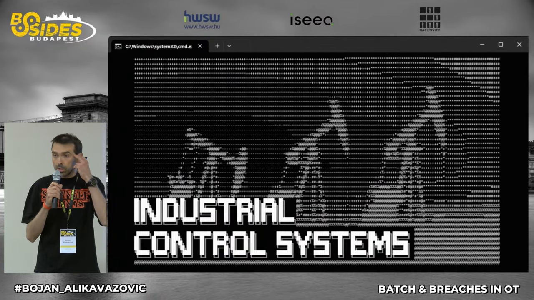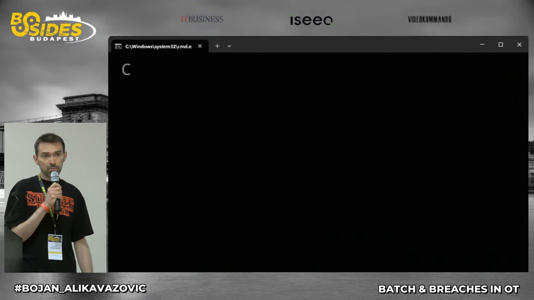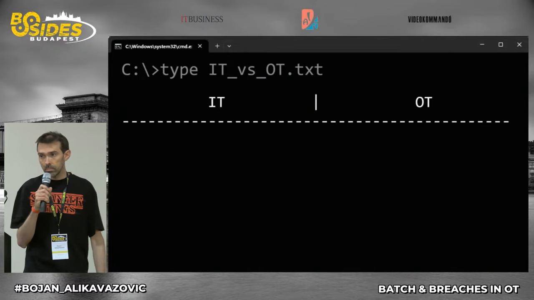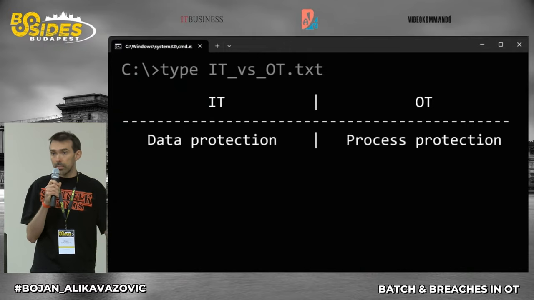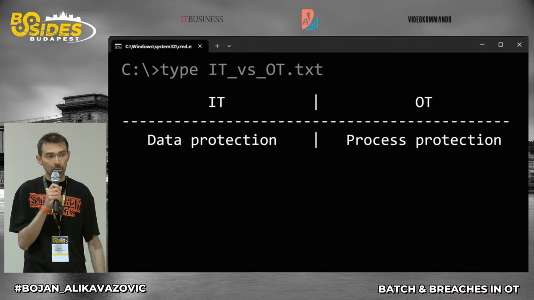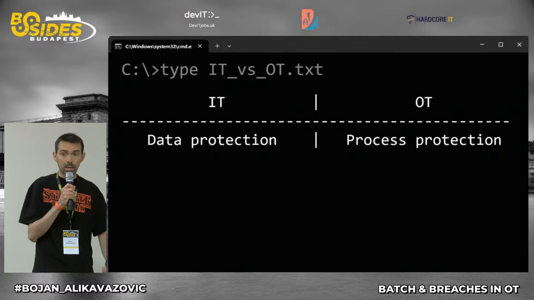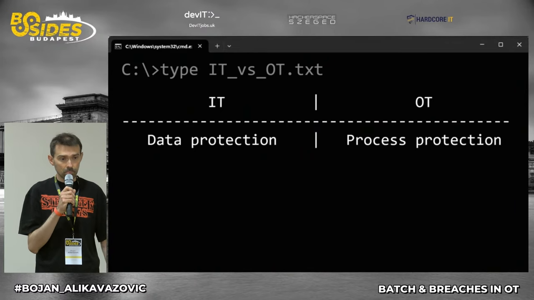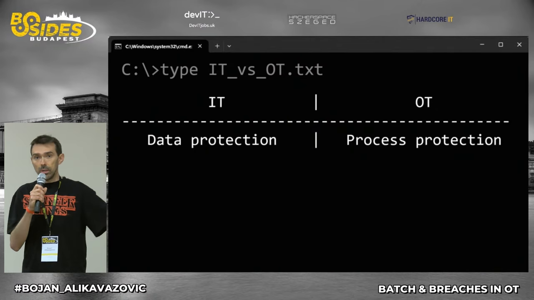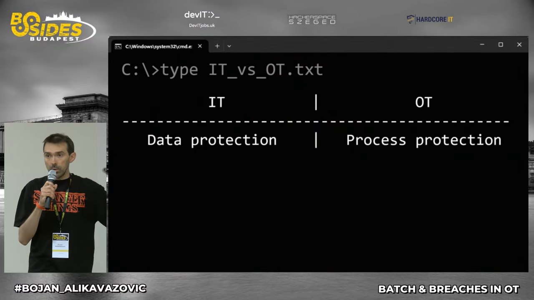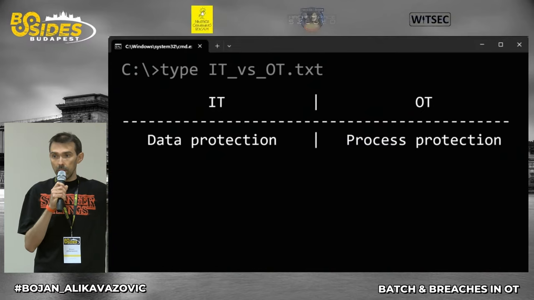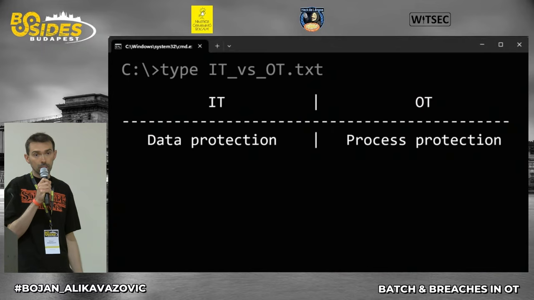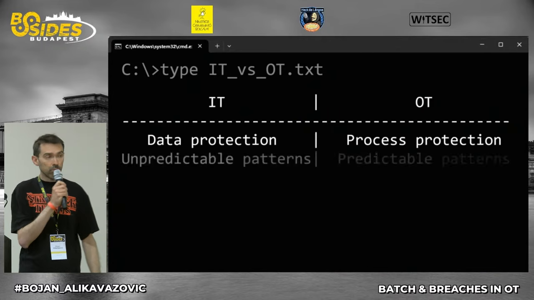Okay, so let me introduce you to industrial control systems. Just a few words and comparisons between IT and OT systems. If we're talking about IT systems, we are talking about data protection. You are protecting databases, documents, file shares, stuff in the cloud, etc. But if we are talking about industrial control systems, you are protecting the process. Every single production process, for example producing electricity, is a compilation of many micro processes, which are interdependent inside one very big process. This is the most important, the ultimate goal: to keep the process fully functional 24/7.